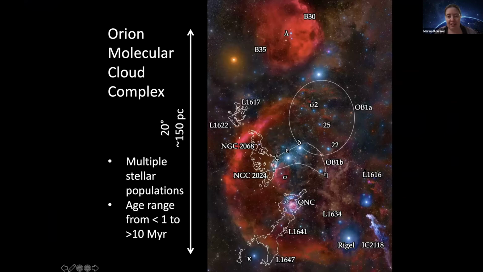Especially after the last talk, the Orion complex needs no introduction, but I still wanted to highlight just how large the entire structure is. That spans over 100 parsecs in the plane of sky. And if you don't know the distances to the individual populations, there is no reason to assume that width-wise it should be any less than that.